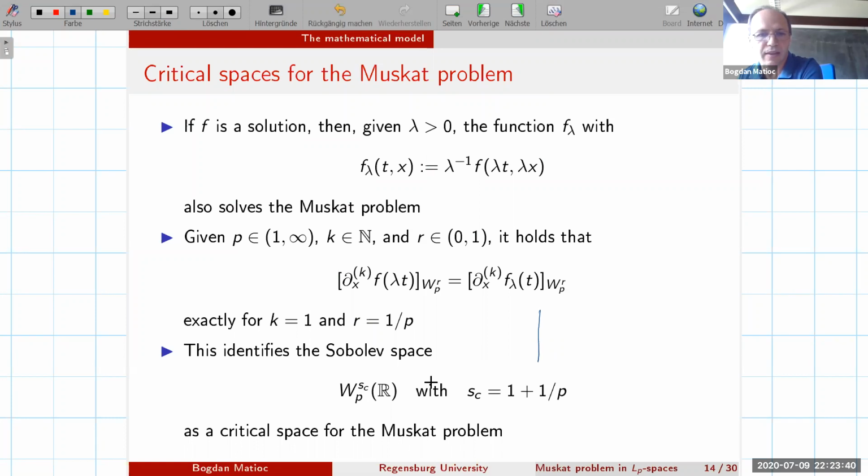So this is a setting where the interface is one-dimensional, but if the interface has dimension d, then this critical exponent would be 1 plus d over p, with d the dimension.